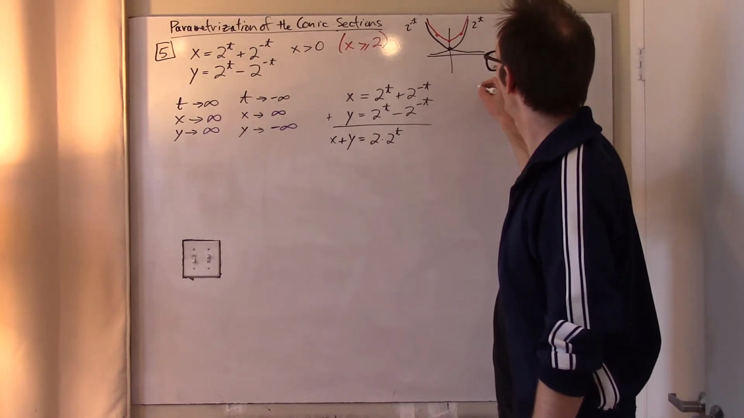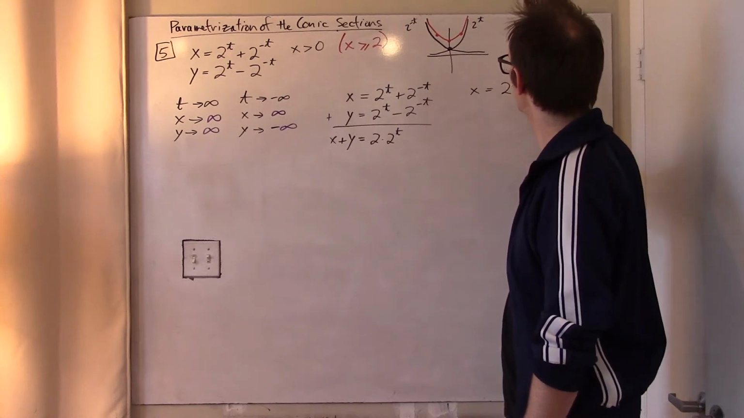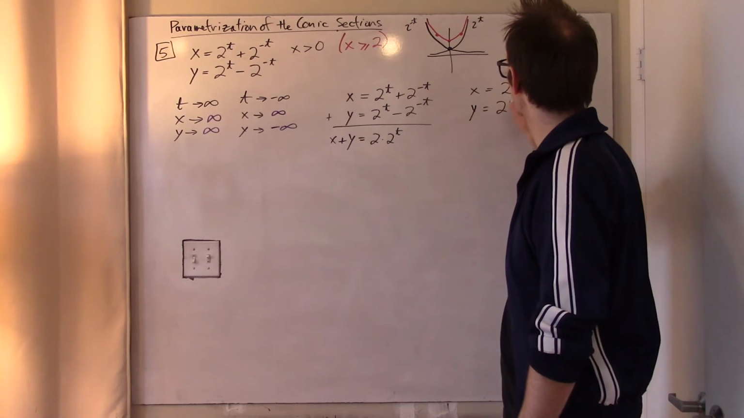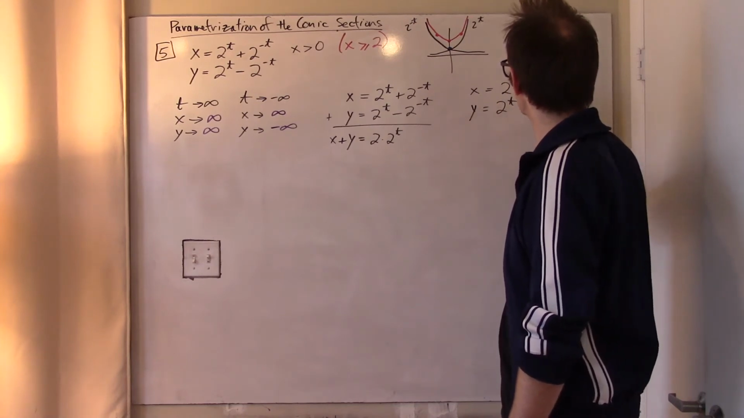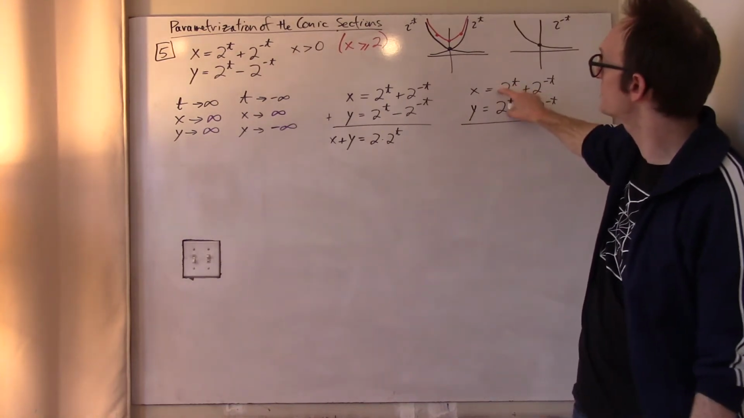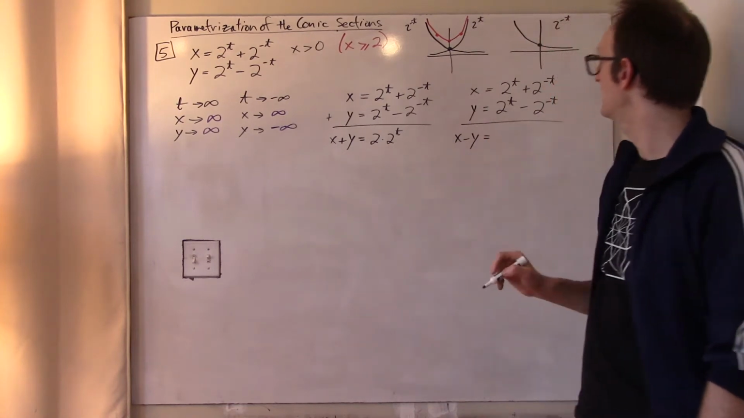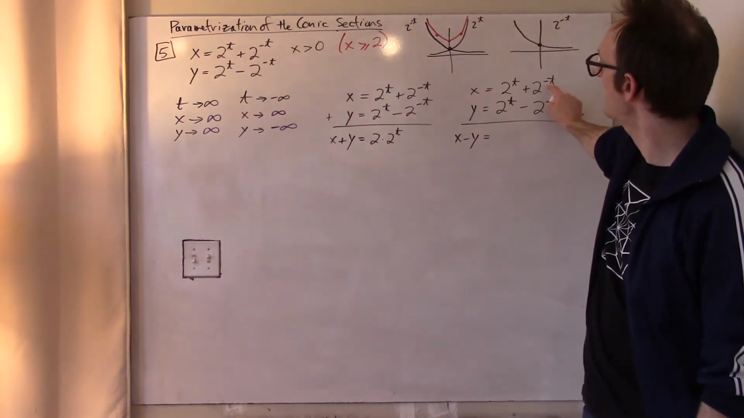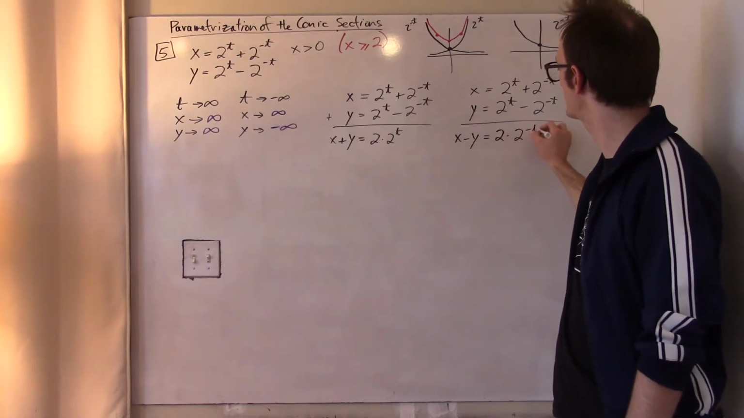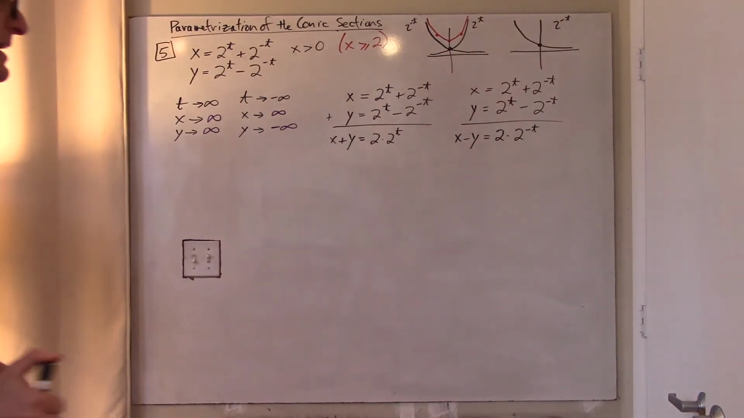Well, another idea is to subtract these two equations from each other. Once again, you had to kind of think to do this, but these equations are also kind of begging to be subtracted, because when you subtract, these two guys cancel. So if you subtract, then you get x minus y equals 2 to the negative t minus negative 2 to the negative t. So that's 2 times 2 to the negative t. Okay, now my goal is still to get rid of t.